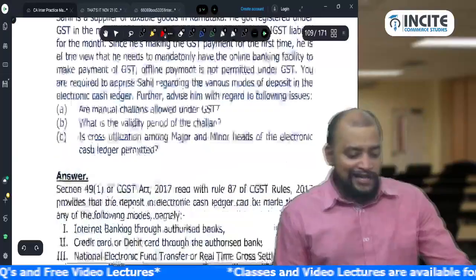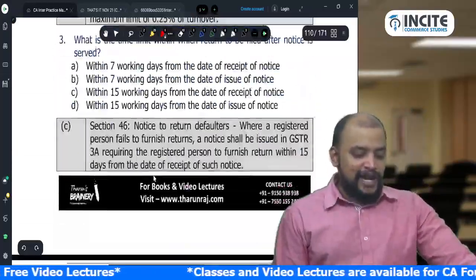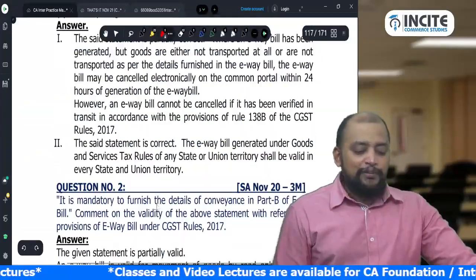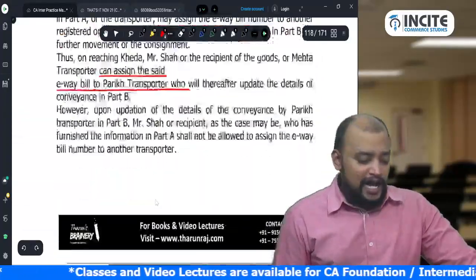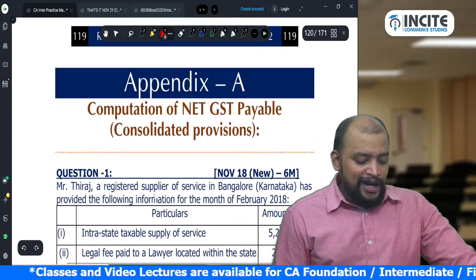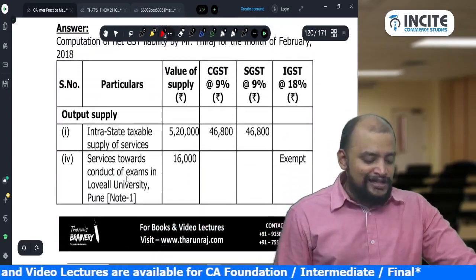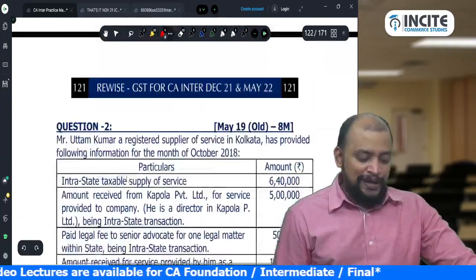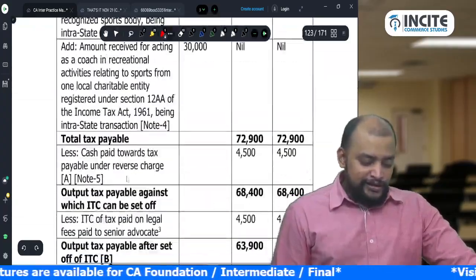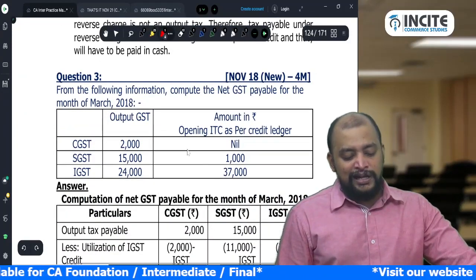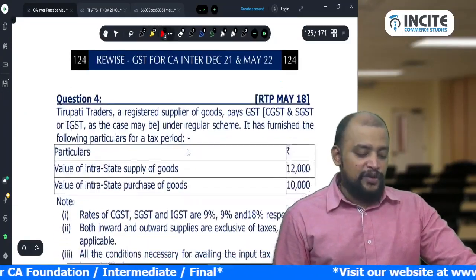What I have done is that I have given these type of questions in Appendix A. In our updated edition of the revised book, I have given this in Appendix A, computation of net GST payable. So in all these type of questions, the same will be there: the same liability, opening balance, and some inward supply details.